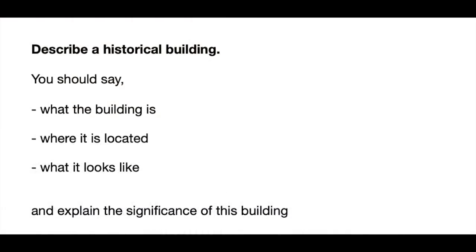Great. Let's look at this cue card, the part 2 question. Describe a historical building. You should say what the building is, where it is located, what it looks like, and explain the significance of this building.